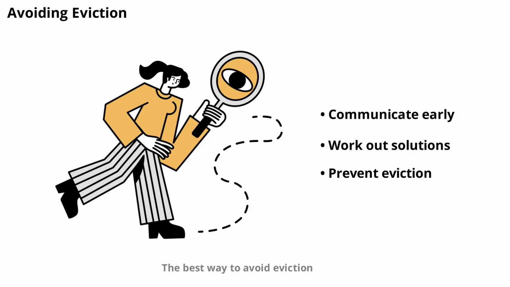The best way to avoid eviction is through communication and early action. Tenants should notify their landlord as soon as they face financial difficulties or other problems. Many landlords are willing to work out payment plans or other solutions before starting the eviction process. Proactive steps can prevent misunderstandings and keep tenants in their homes.